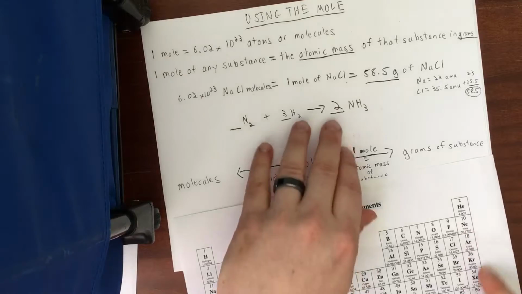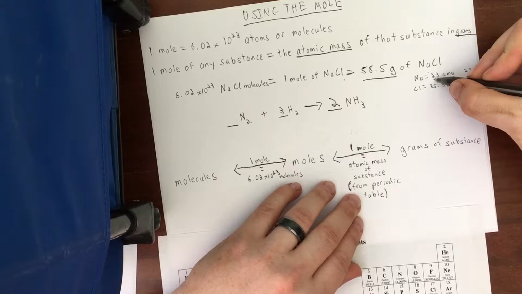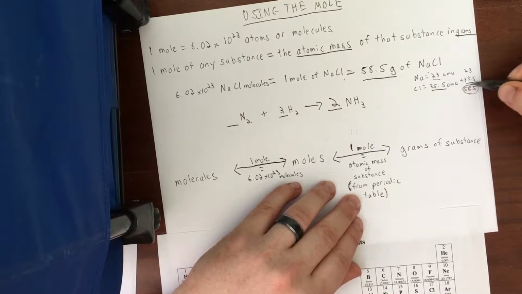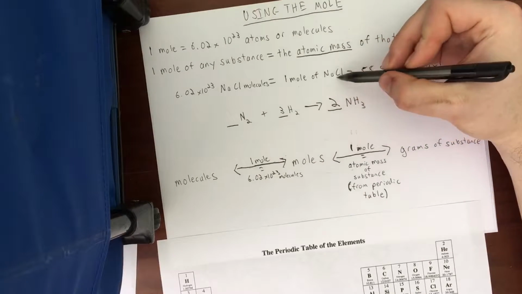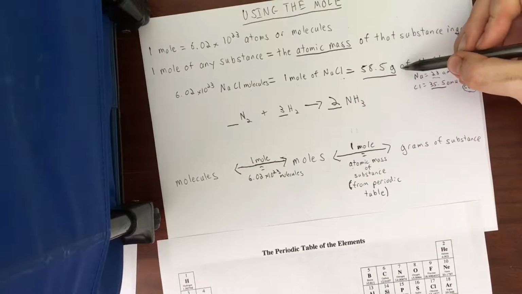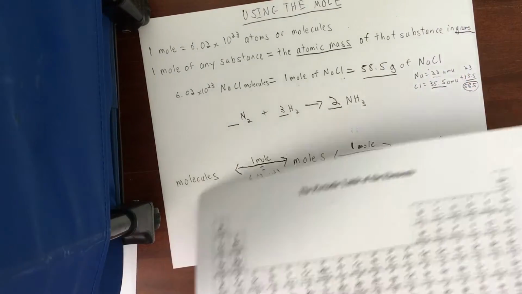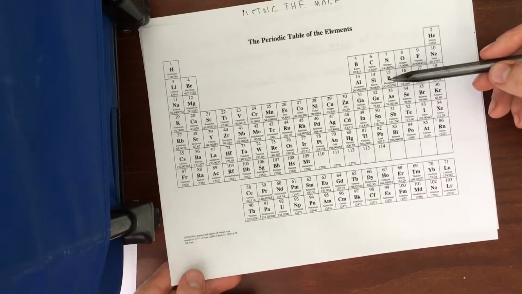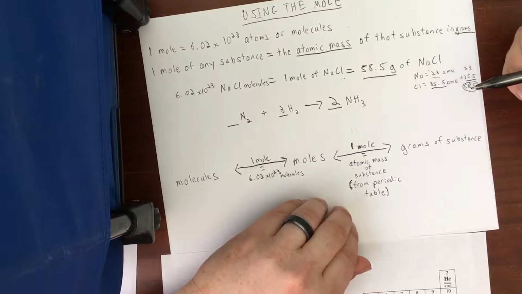So the sodium chloride molecule in atomic mass units weighs 23 from the sodium plus 35.5 from the chlorine, and together the molecule weighs 58.5 AMU. Conveniently, that also means that a mole of that substance weighs 58.5 grams. So for any substance with a chemical formula, we can look on the periodic table, figure out how much 1 molecule of that substance weighs in atomic mass units, and that will be equal to how much a mole of that substance weighs in grams.